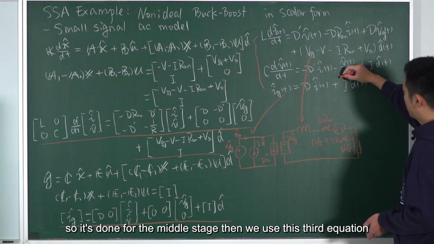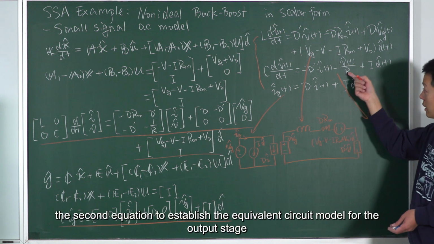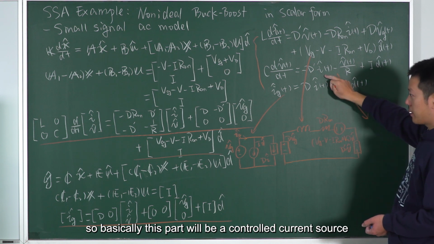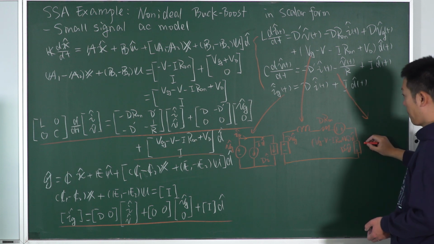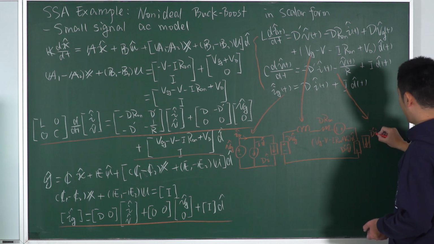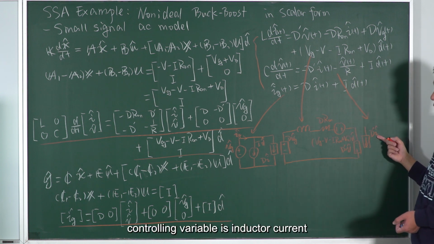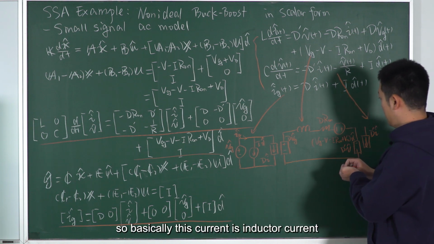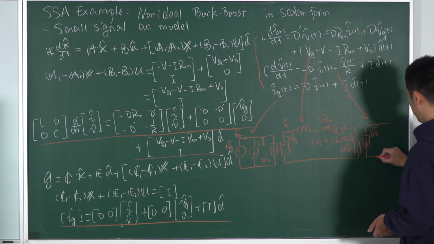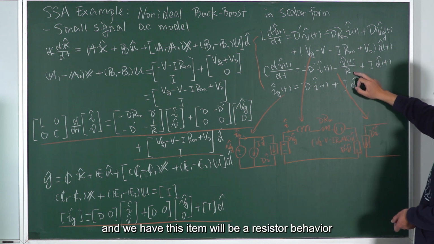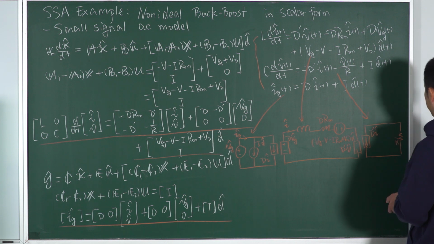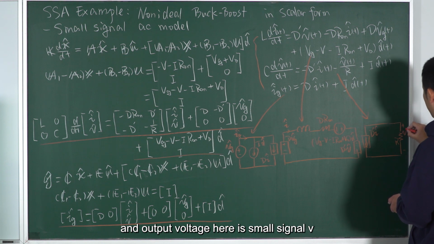Then we use the second equation to establish the equivalent circuit model for the output stage. Basically, this part will be a controlled current source, right? The controlling coefficient is D prime. Controlling variable is inductor current, right? So basically this current is the inductor current. And we have this item will be a resistor behavior, whose resistance is R. And the output voltage here is small signal V, right?